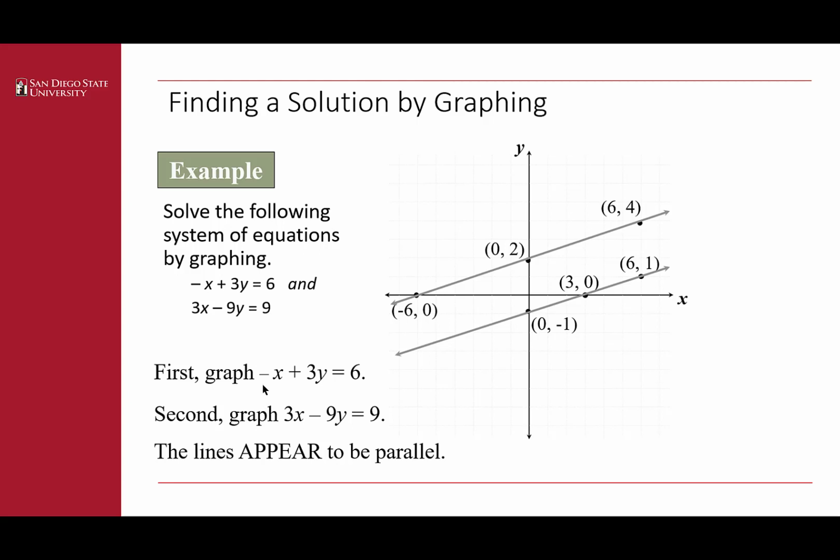If we set x to 0, we will get minus 0 plus 3y equals 6. And this makes y equals 6 over 3, which is 2. So this means that whenever x is 0, y becomes 2. And this is that point.